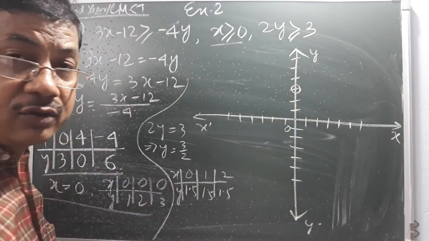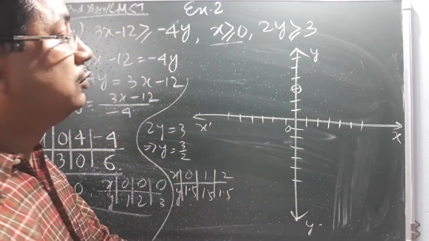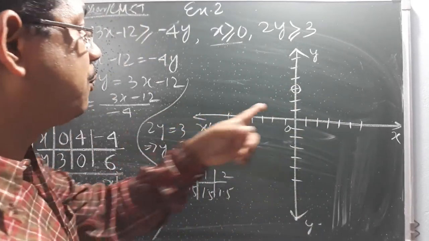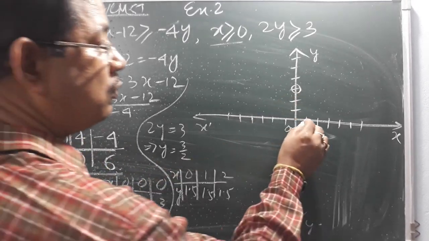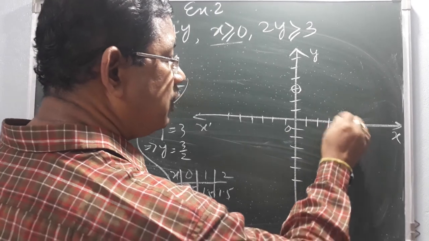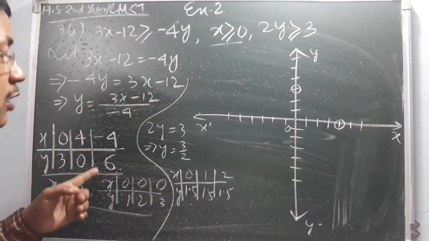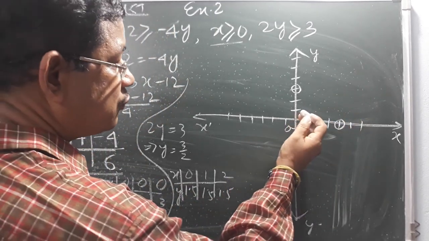Class 9's knowledge is required. (0, 3) is a point: X is 0, Y is 3. Then (4, 0): X is 4, Y is 0. Now place this. Then (-4, 6).